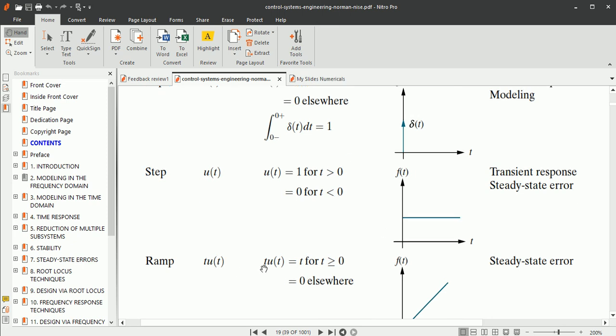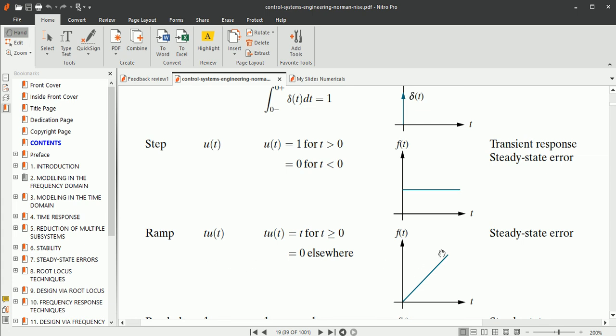Next comes the ramp function. Ramp, like you have ramps in your houses, a slope. That is t into u of t: if you apply 1 here, you get 1 here, if you apply 2 here, you will get 2 here. Its slope is 1. Its Laplace will be 1 over s square.